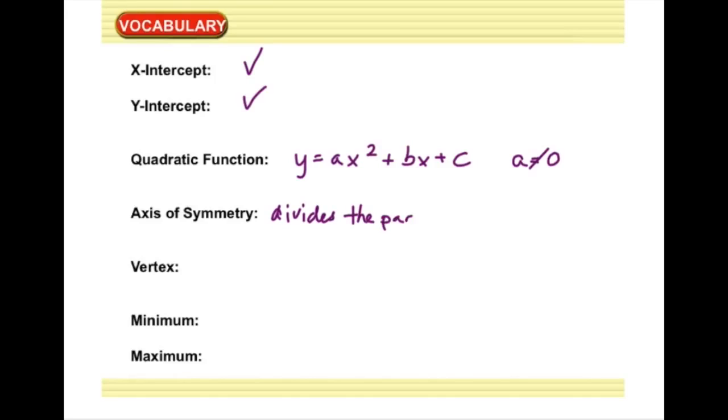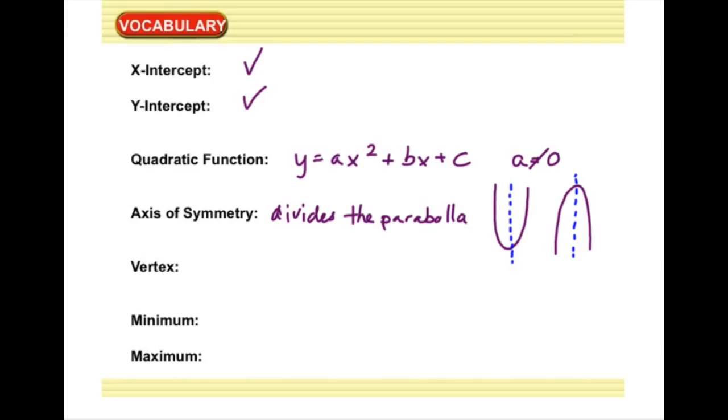So again, a quadratic function is not linear. It's what's called a parabola. And the parabola looks like a U or an N. And the axis of symmetry divides the parabola evenly in half vertically, right? It reflects that parabola from either side.